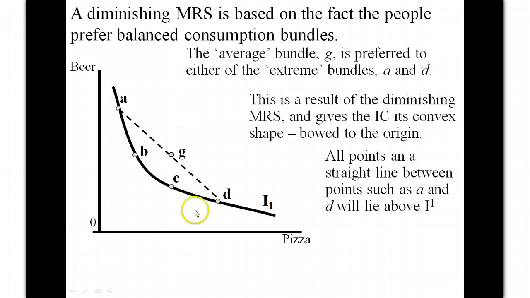When moving out to D, when getting this huge quantity of pizza, there isn't really a huge utility gain. The person has enough of it already. Moving out and getting even more of it isn't going to offer a huge increase in utility. And the same in moving from B to A. They have a quantity of beer at present, and getting even more isn't going to offer a huge increase. So an average consumption bundle is preferred to an extreme. So G is preferred to either A or D.